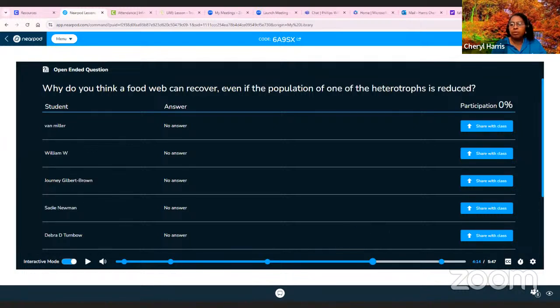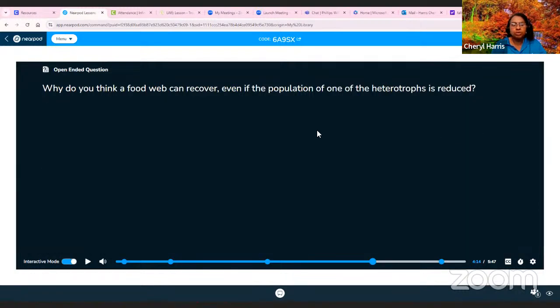Okay. I'm going to take this out for a minute. Let's do student view. Why do you need to write a written answer for this? I'm going to give you a minute to answer that, and then I'll switch back to teacher view so I can see who answered and who didn't. Again, I need an answer from everybody. So why do you think the food web can recover even if a population of one of the heterotrophs is reduced?